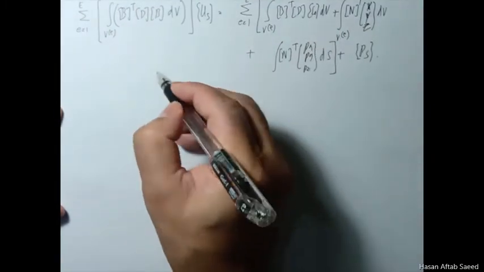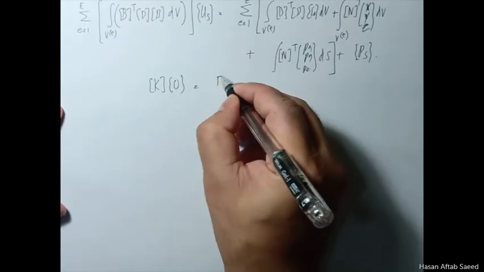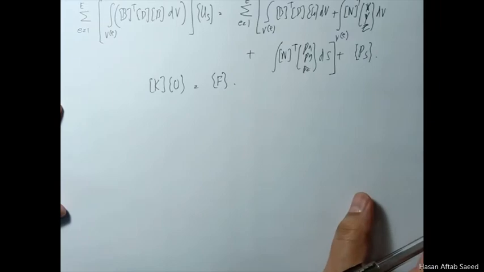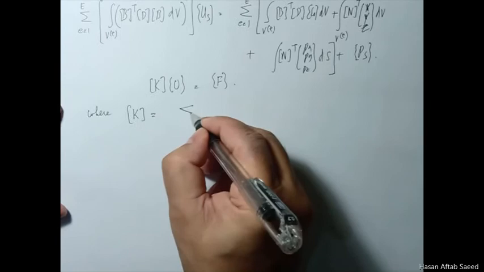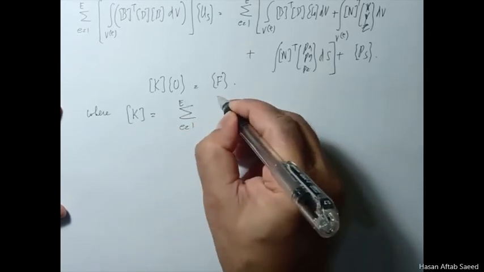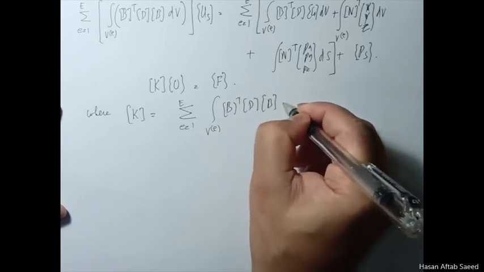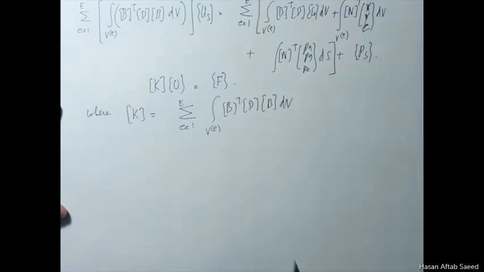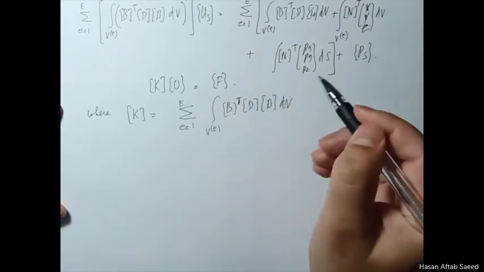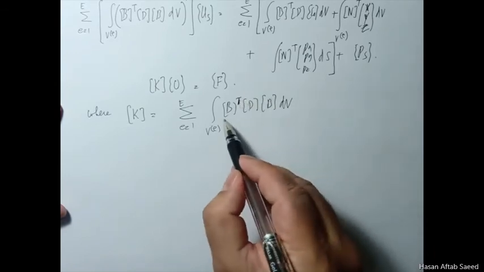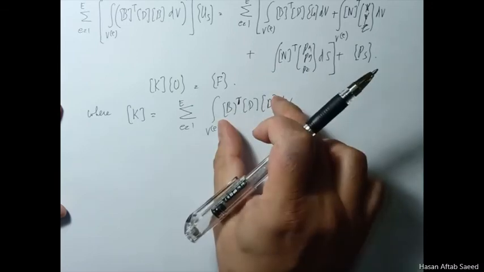Ku is equal to F. This K, this is U, and this is F, where the K matrix is nothing but this. So for any system, let's say 1D, 2D, 3D, subjected to whatever kind of loading, the K matrix is simply this expression for one element, integrated.